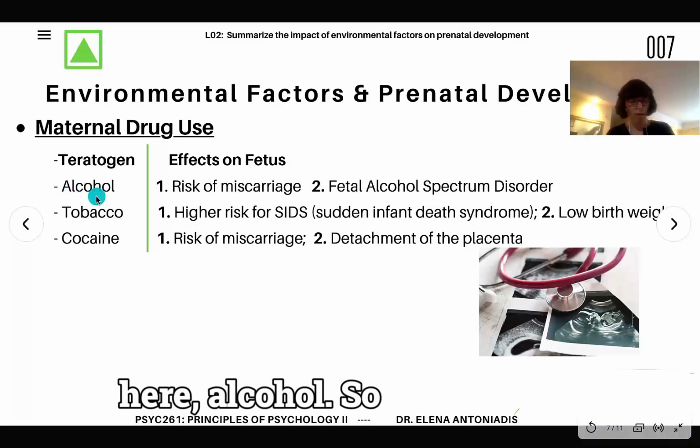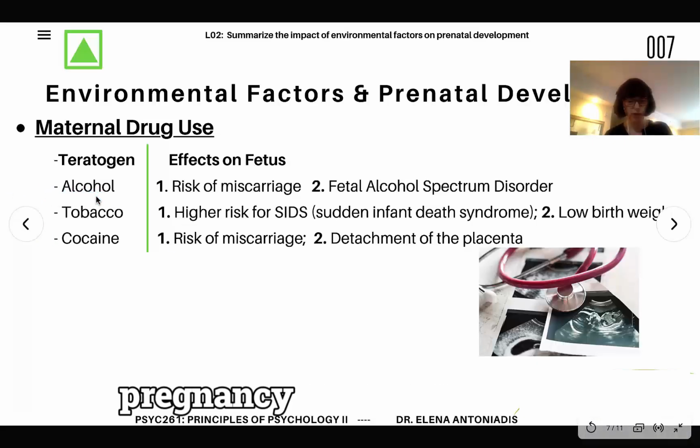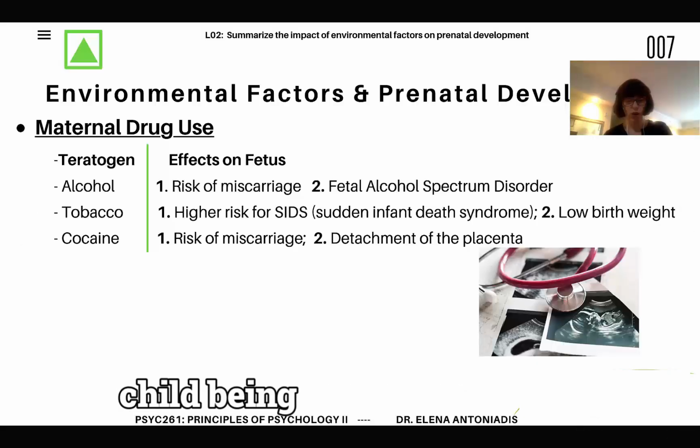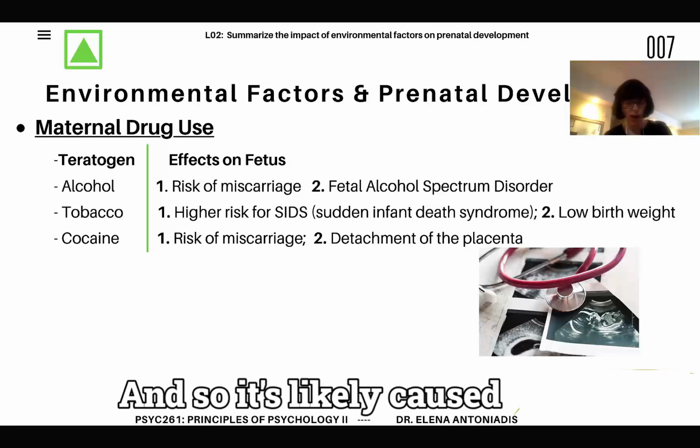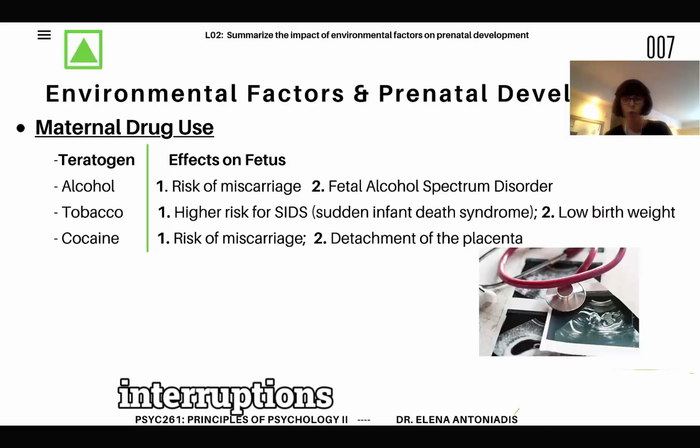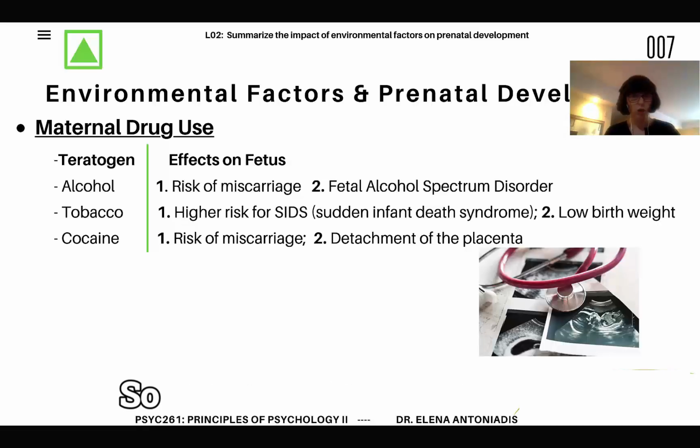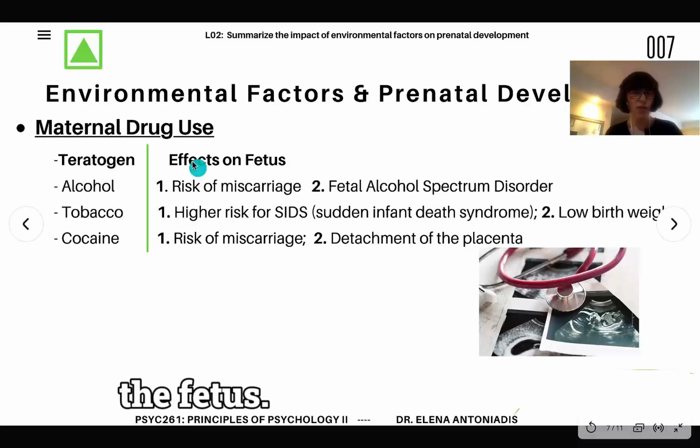Alcohol. So alcohol consumption during pregnancy can lead to a child being born with fetal alcohol spectrum disorder. So this is marked by the slowed growth of the physical body and heart damage. And so it's likely caused by interruptions to growth of the heart, of the cardiovascular system and body structures during the embryonic stage. So these are the effects on the fetus.